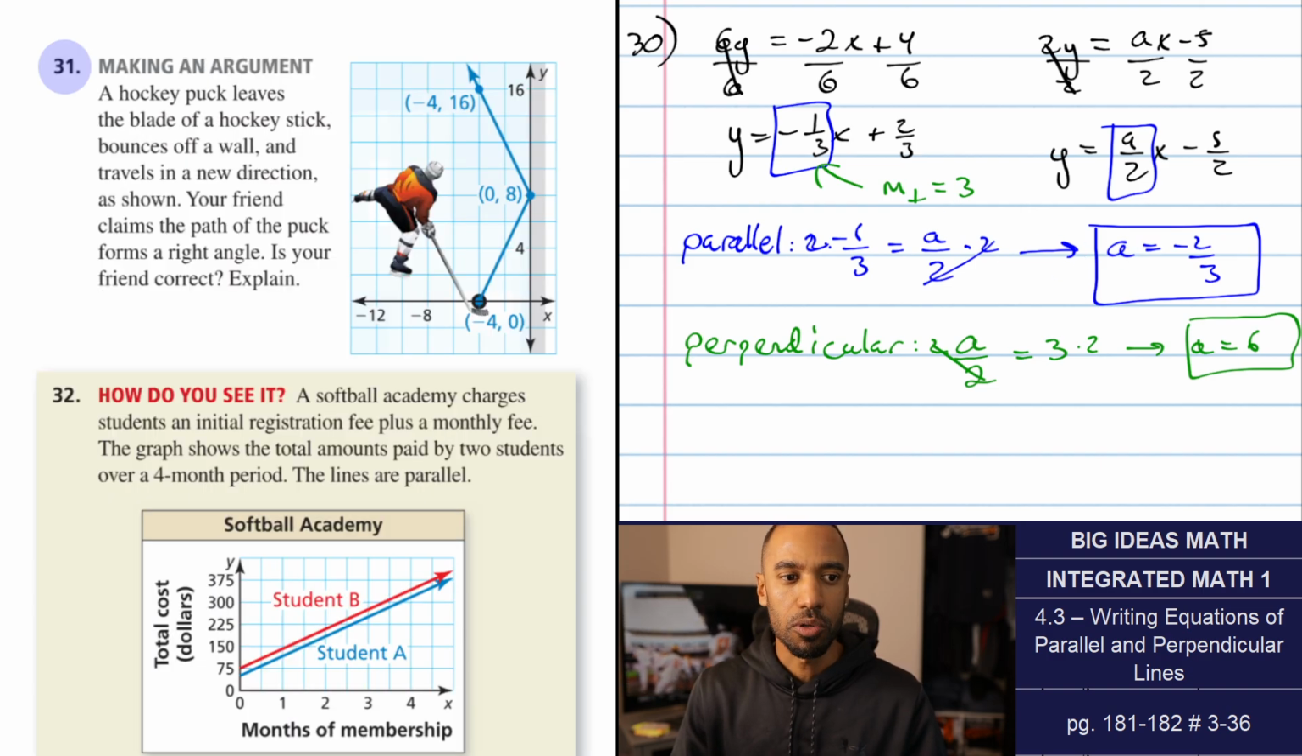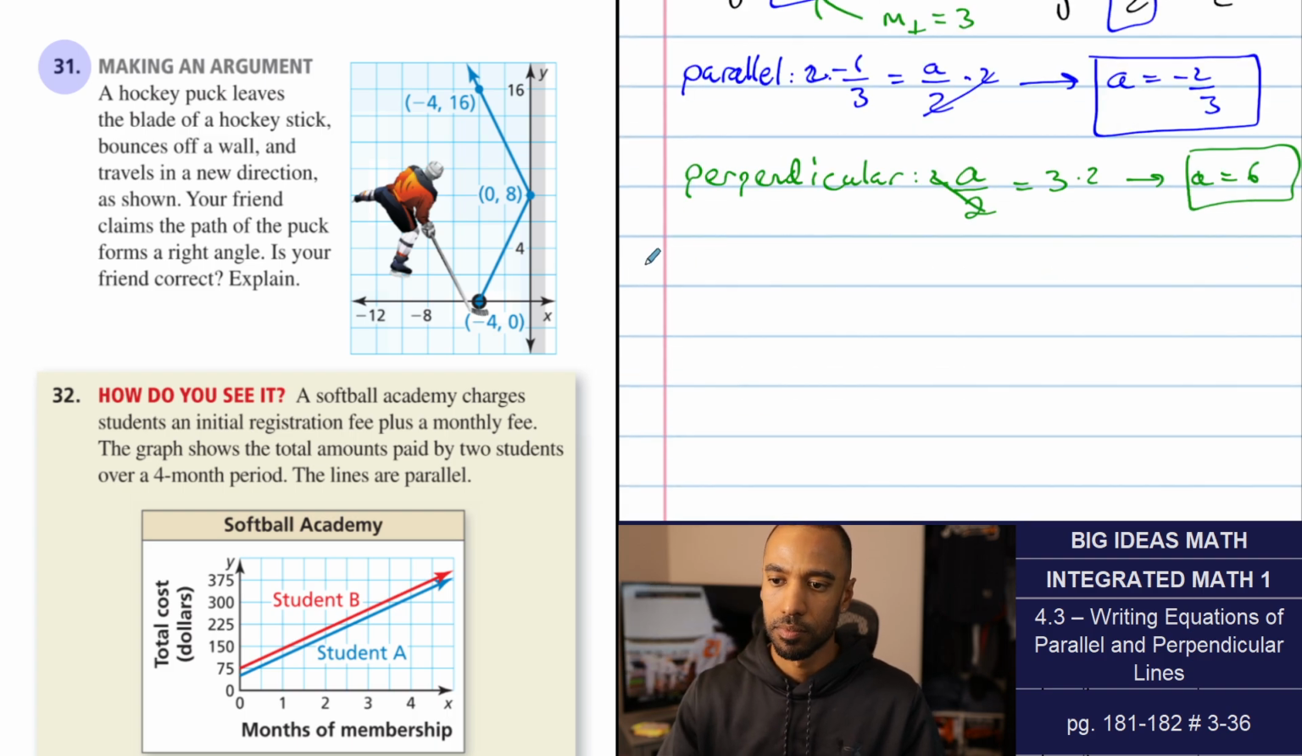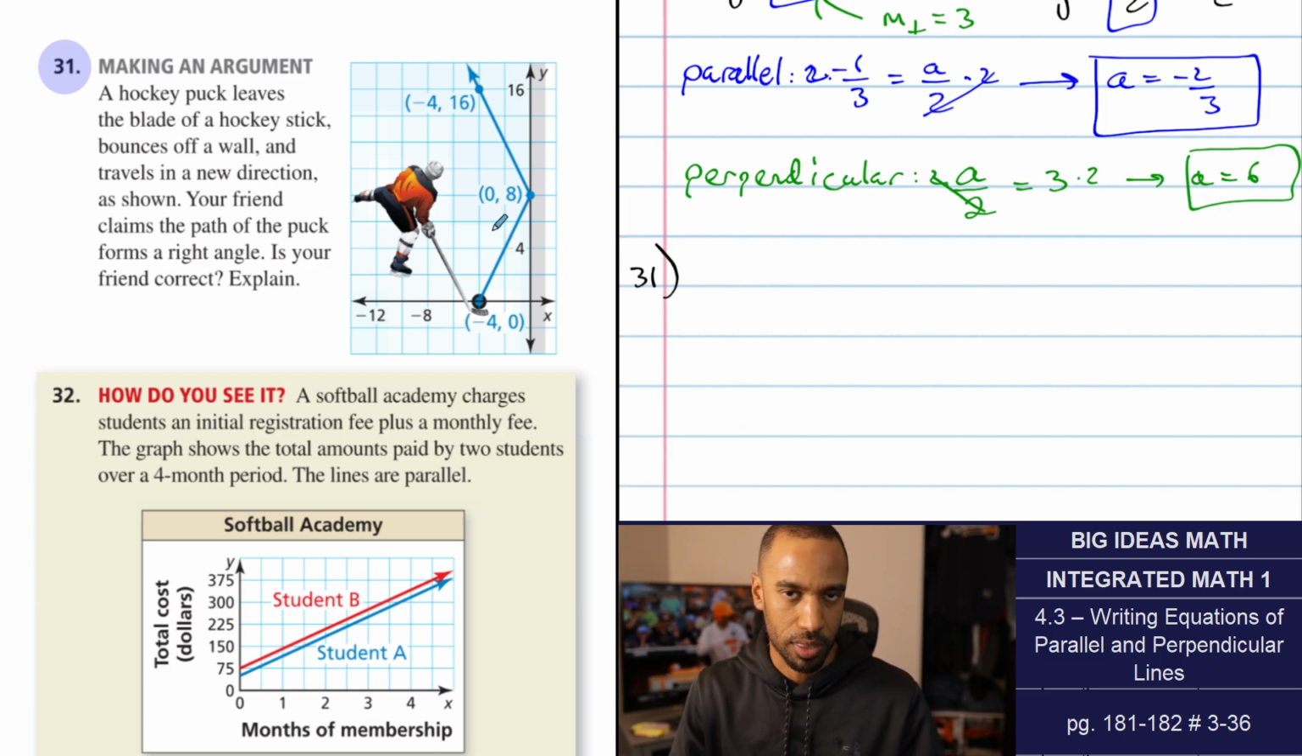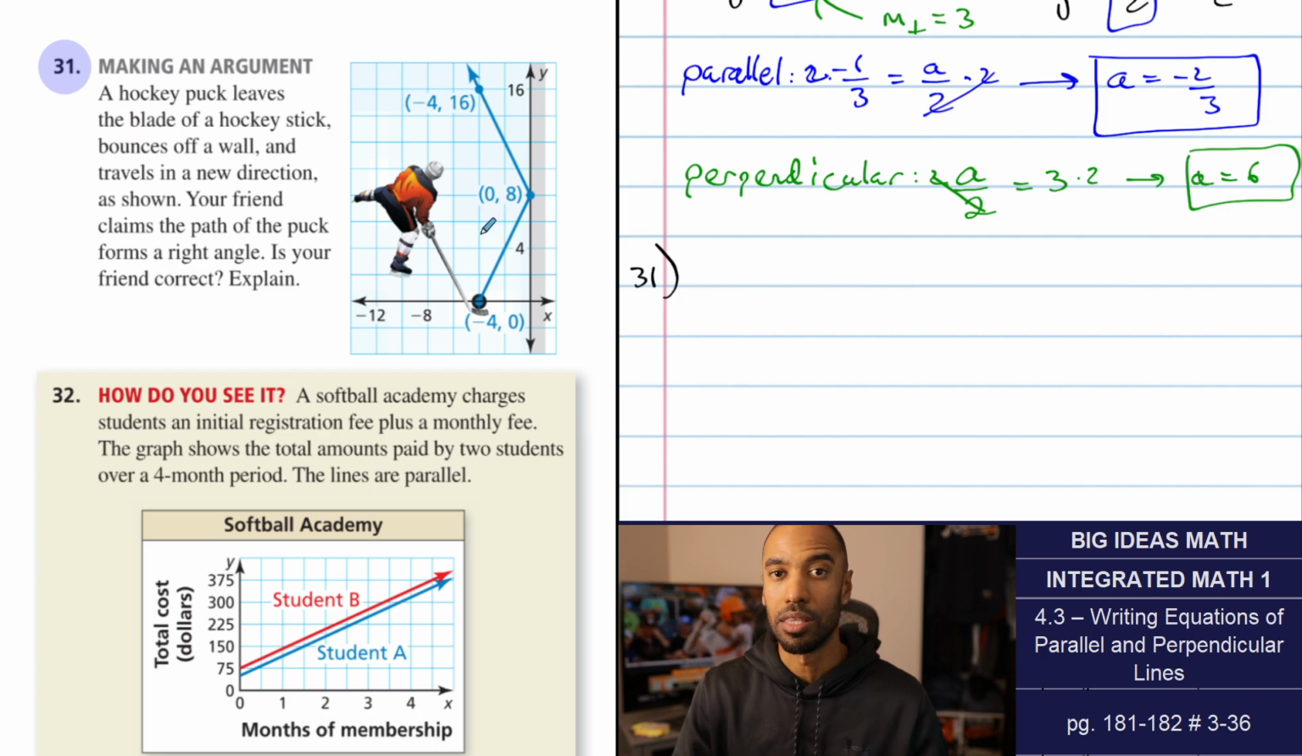Okay. All right, let's go to number 31 on making an argument. A hockey puck leaves the blade of a hockey stick, bounces off a wall, and travels in a new direction. Your friend claims the path of the puck forms a right angle. Is your friend correct? Explain. Again, maybe visuals do or don't tell the whole story. That's not the point. The point is, can you calculate these slopes?